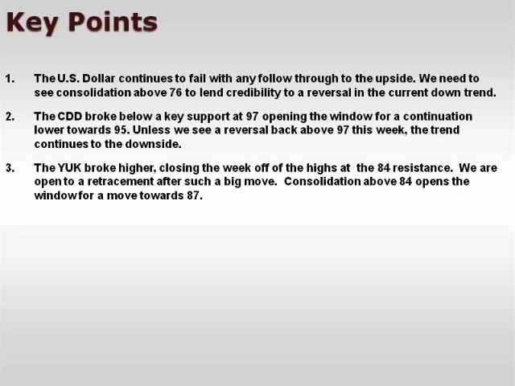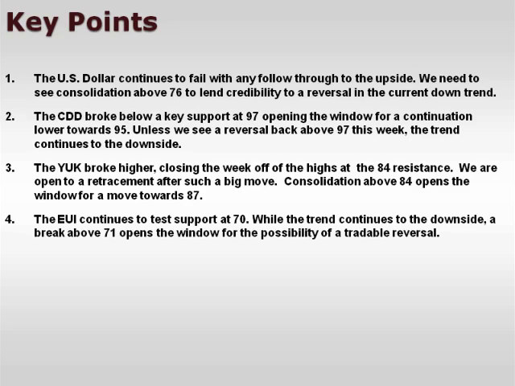The YUK broke higher, closing the week off of the highs at the 84 resistance. We are open to a retracement after such a big move. Consolidation above 84 opens the window for a move towards 87. The EUI continues to test support at 70, while the trend continues to the downside. A break above 71 opens the window for the possibility of a tradable reversal.